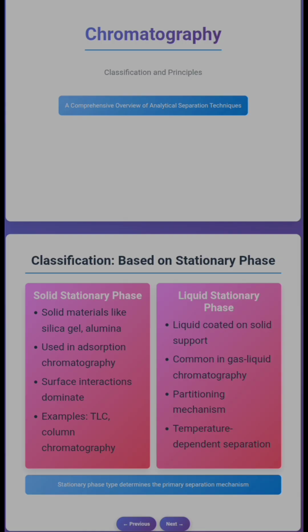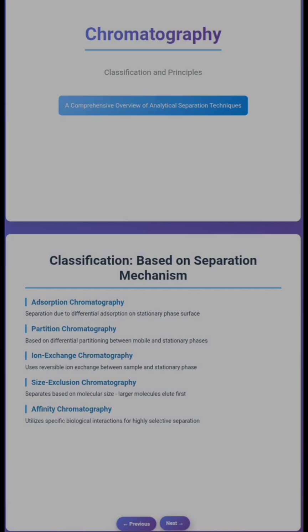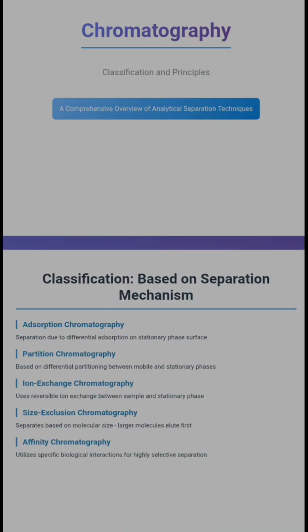The classification based on stationary phase is done. Now, classification based on separation mechanism. First is adsorption chromatography, second partition chromatography, third ion exchange chromatography, fourth size exclusion chromatography, and last affinity chromatography.